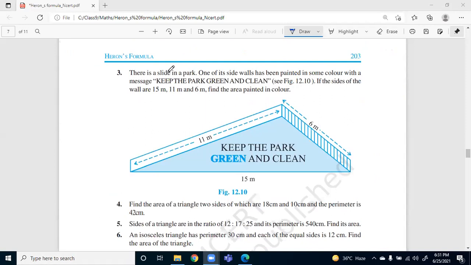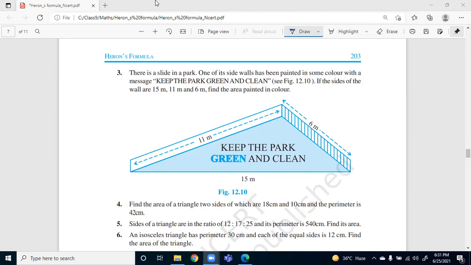There is a slide in the park. One of its side walls has been painted in the same color with the message, keep the park green and clean. If the sides of the wall are 15, 11 and 6, find the area painted in the color. Okay, so Divyansh, I am giving you 1 minute to read the question and then come up with the solution. How should we try this question?